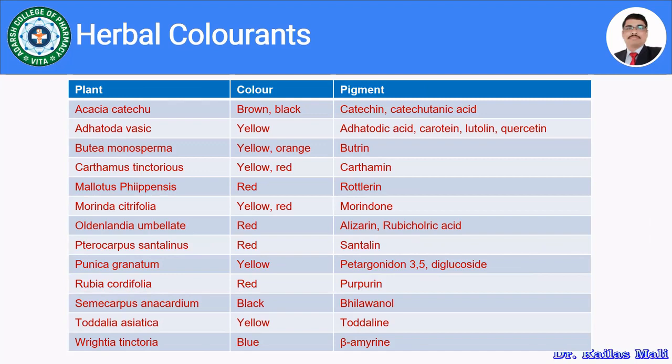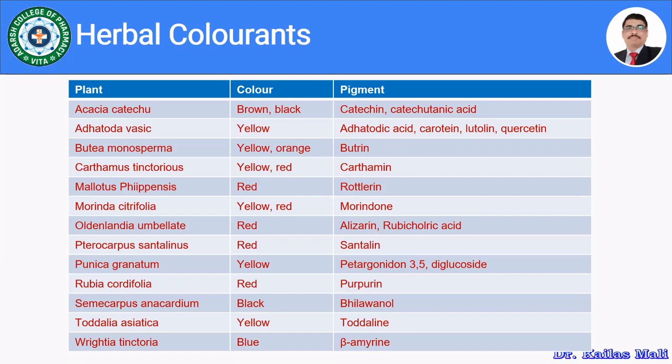The very first one is Acacia catechu, which is responsible for brown to black color due to catechin and catechutannic acid. Adhatoda vasica gives the yellow color due to adhatodic acid, carotene, vasicine, and quercetin. Then Butea monosperma gives the yellow to orange color due to the presence of butein. Then Carthamus tinctorius gives the yellow to red color due to the presence of carthamin.